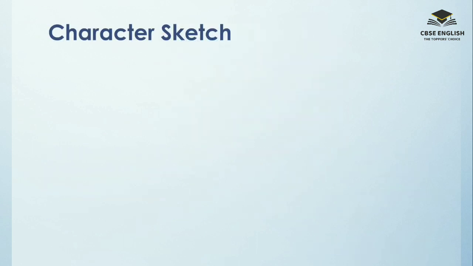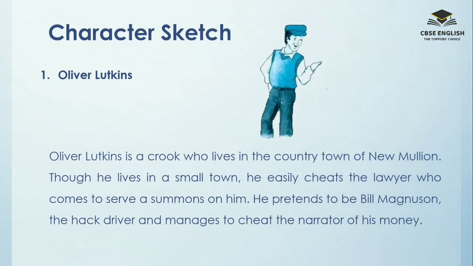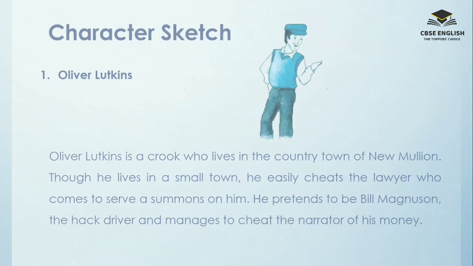Now we'll discuss the character sketch of this story. Number 1. Oliver Lutkins. Oliver Lutkins is a crook who lives in the country town of New Million. Though he lives in a small town, he easily cheats the lawyer who comes to serve a summons on him. He pretends to be Bill Magnusson, the hack driver, and manages to cheat the narrator of his money.